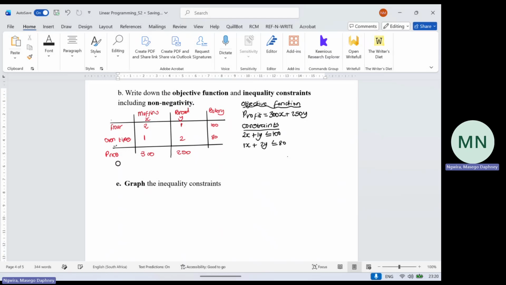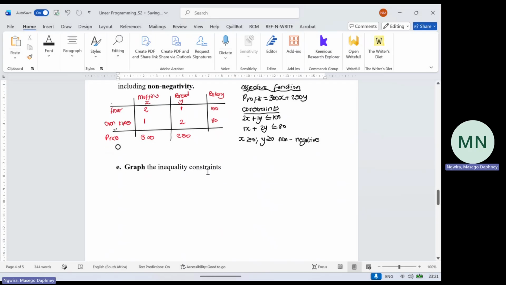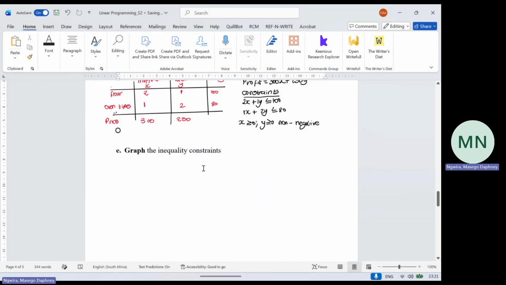All right, and then now we have the non-negatives. We know that it must always be greater than or equal to zero, that's what we said last time. So x is greater than or equal to 0 and y is greater than or equal to 0, because we can't have a negative, so these are your non-negatives. Those are the answers. Remember, I am using the table to get these. It's easier for me. I hope you also find it easy. And then now let's move on to C. So C, we have to graph it.